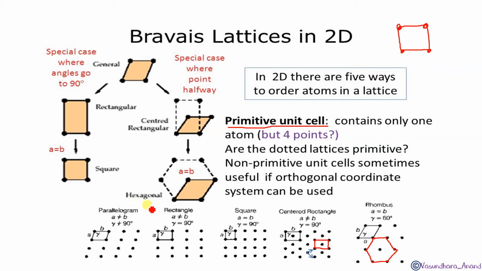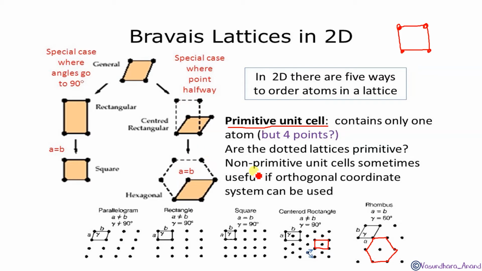Are the dotted lattice primitive? क्या ये जो dotted line lattice बनाया हुआ ये primitive है? So these are the primitive. ये जो point है 1, 2, 3, this will be called primitive, but not this, because it is not having only the corner one. Here also in the center, there is a body center, so that's why.